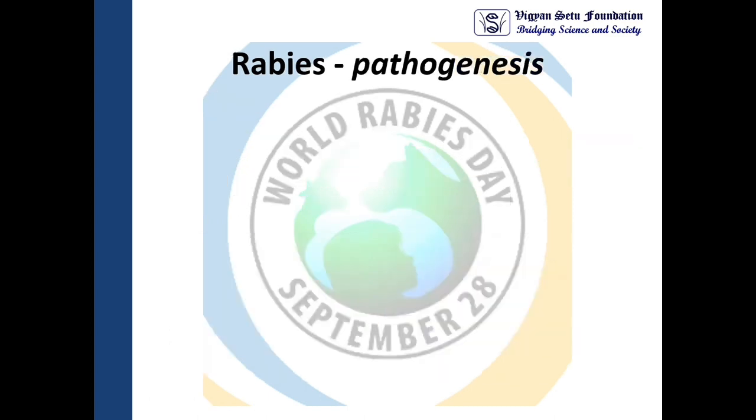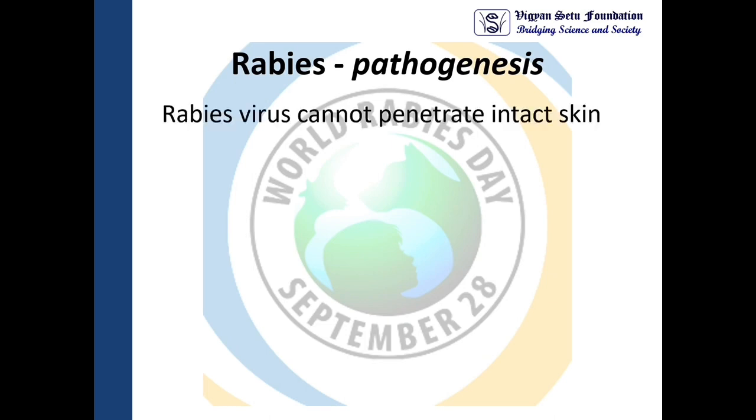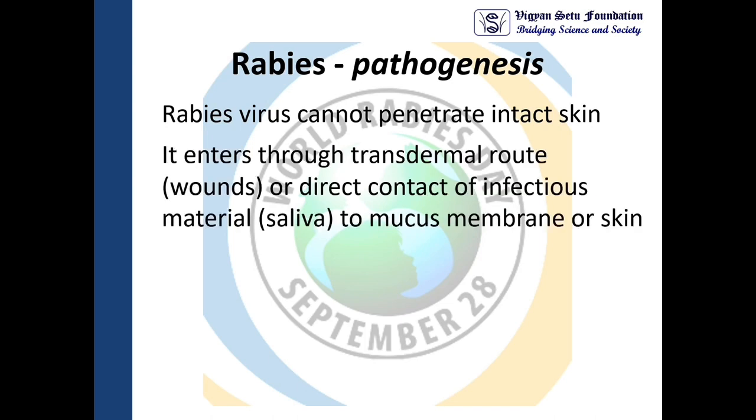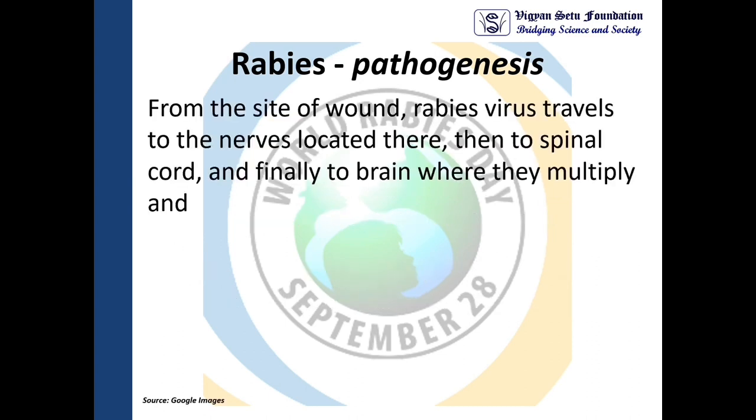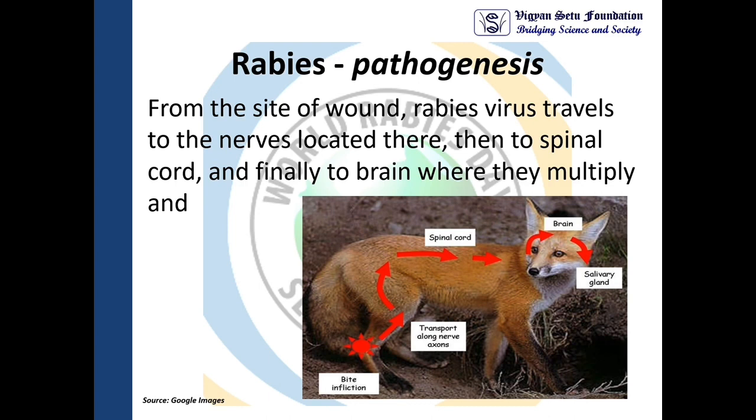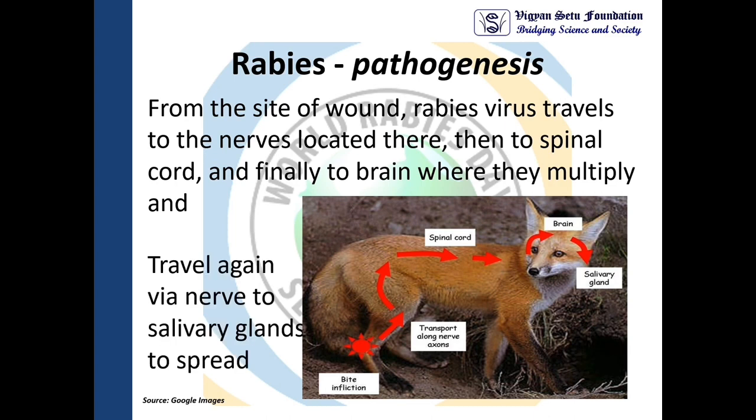Now let us understand how this disease develops. Since rabies virus cannot penetrate intact skin, it gains entry through the wound or direct contact of the infected saliva. After entering, the rabies virus starts making its copies within muscle cells or directly infects the nerve cells. From the site of the wound, the virus travels through the nerves and reaches the brain, where it starts multiplying. From the brain, again it travels to the salivary gland for spreading the disease through saliva.